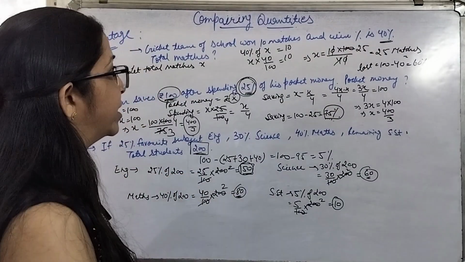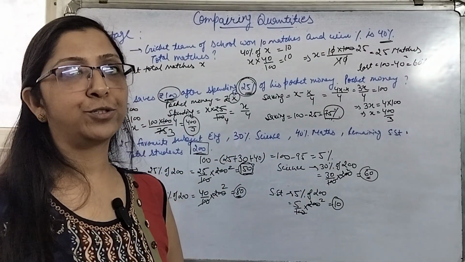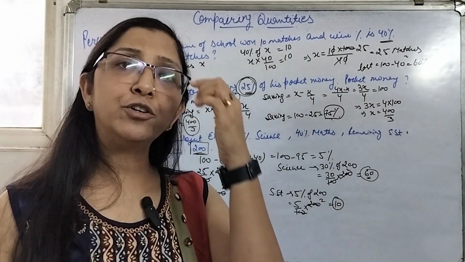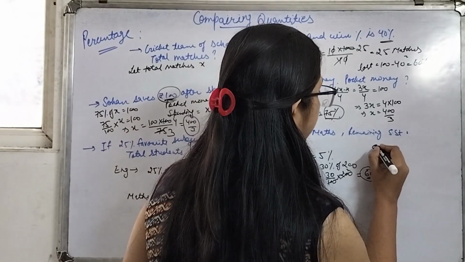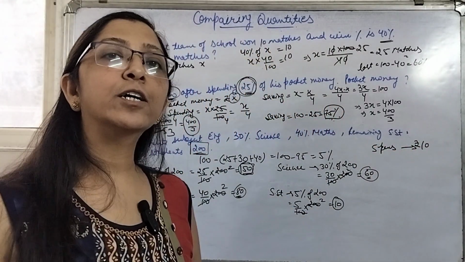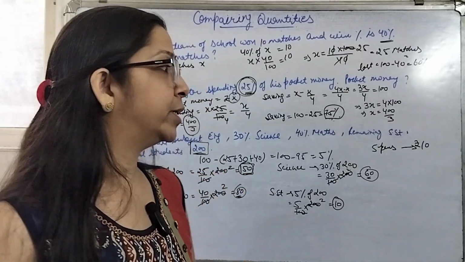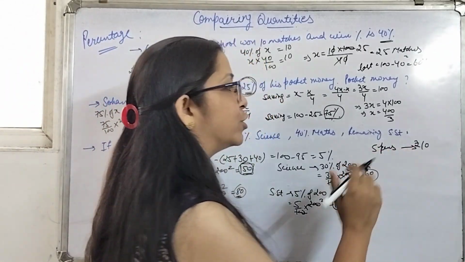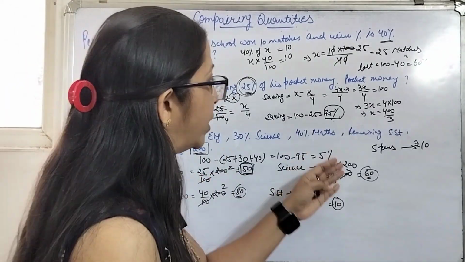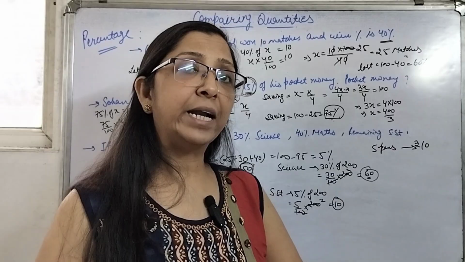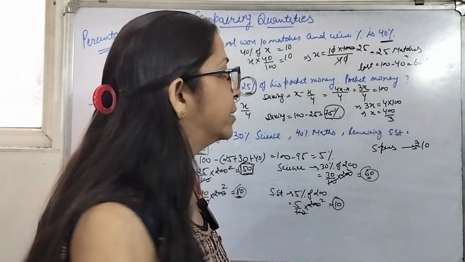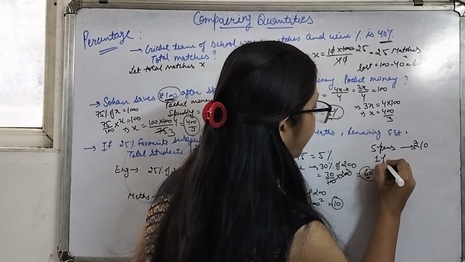Now we can solve these types of questions by the unitary method also. What is the unitary method? See, if it is given that the cost of 5 pens is 10 rupees, what will be the cost of 15 pens? First of all we will find the cost of 1 pen, and then we will find the cost of 15 pens. Once we find the cost of 1 and then whatever is required, this method is the unitary method.